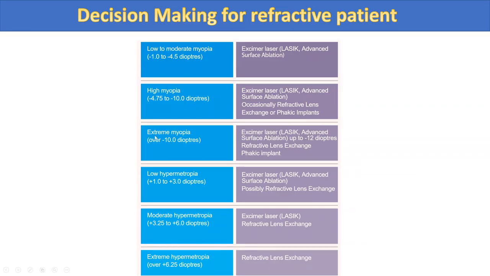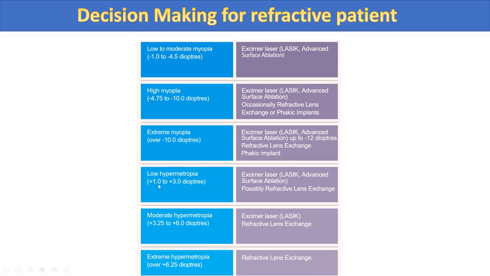For extreme myopia over -10, it is reported in the literature that the excimer laser can do up to -12 diopters, but this is not advisable. So again, it is not advisable to do this high refractive error. The best is to do just a refractive lens exchange or phakic implant.